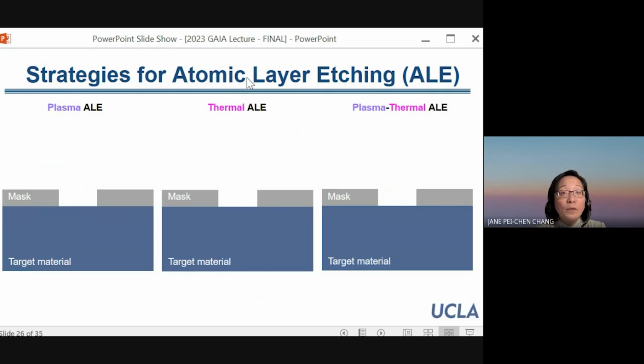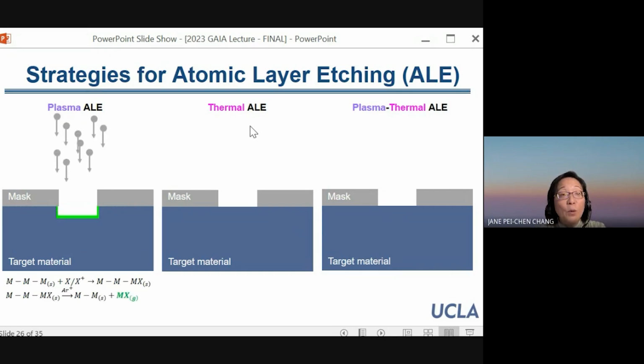So the strategies for atomic layer etching include the following 3. We can use only plasma, where we generate radicals to modify the surface, and we bring in ions to sputter remove the modified material. We can repeat this particular process multiple times. The structure will be reasonably directional, but you can see that there's a little bit of undercutting using this particular approach.